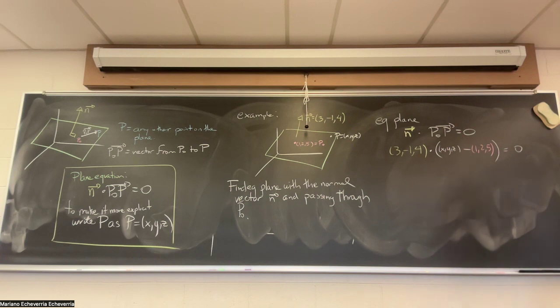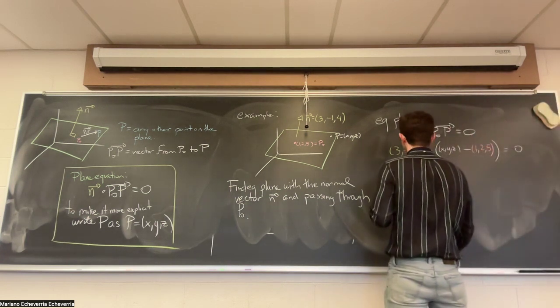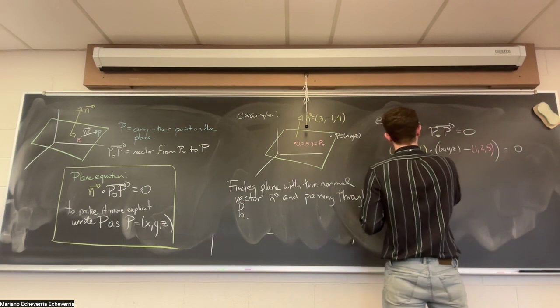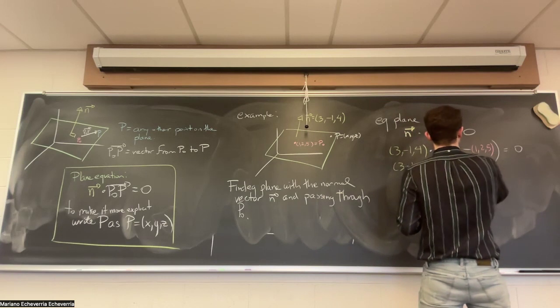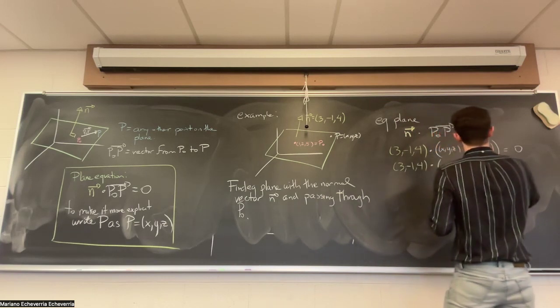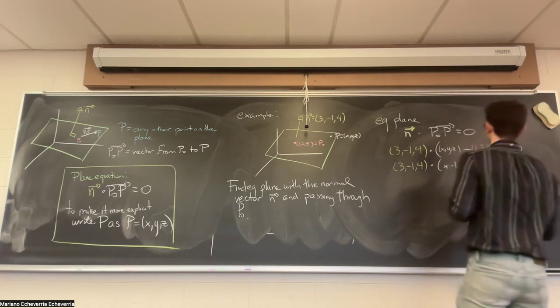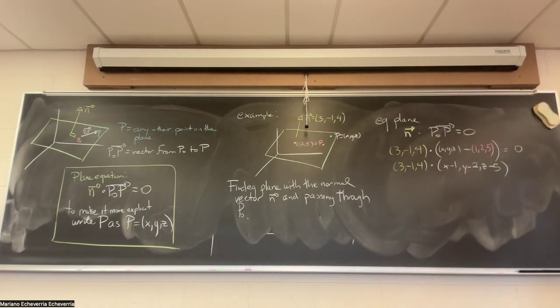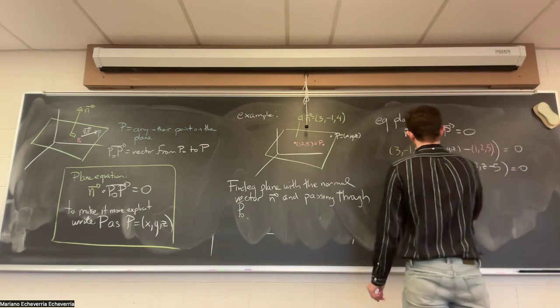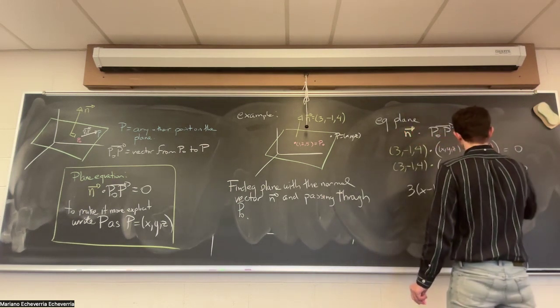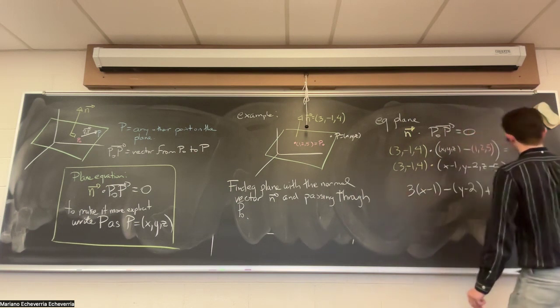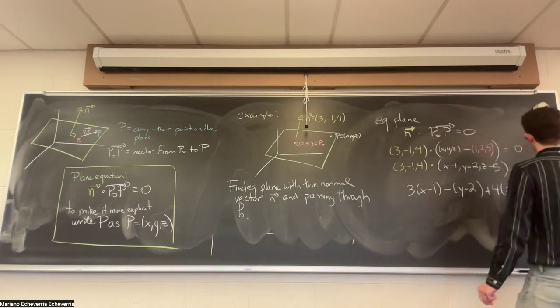Before doing the dot product, you can just subtract the points. That's more convenient. This is easy. It's X minus 1, Y minus 2, Z minus 5, and the dot product equals 0. And what is that equal to? That's 3 times X minus 1, minus Y minus 2, plus 4 times Z minus 5 equals 0.